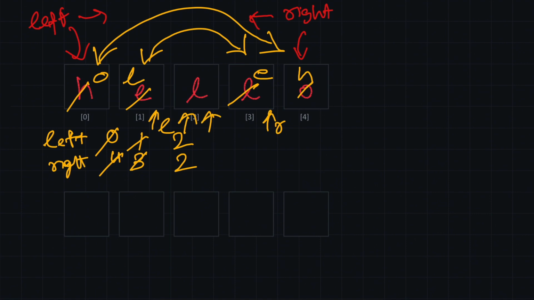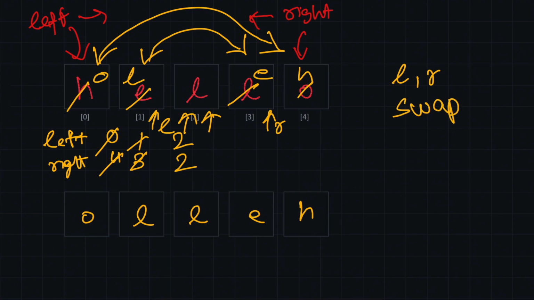Now we check: at this point, both pointers are at the same place, so we don't need to swap anything. At this point, our output array has become the reverse of the original array. So I will write it clearly. This is our original array changed in place. So the overall idea is we start with two pointers, left and right. At every iteration, we swap these two. Once left and right meet in the middle, we stop. String is reversed. Now let's write it.